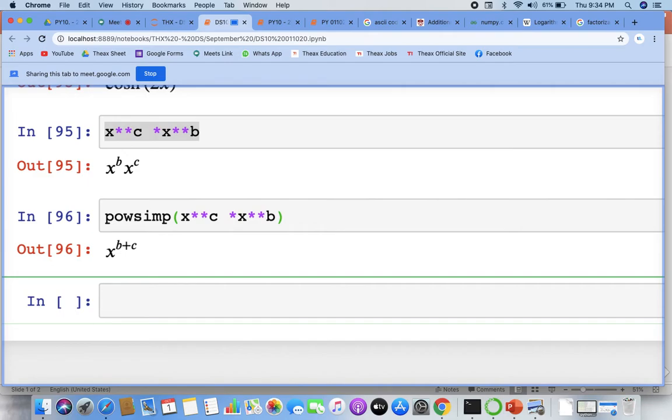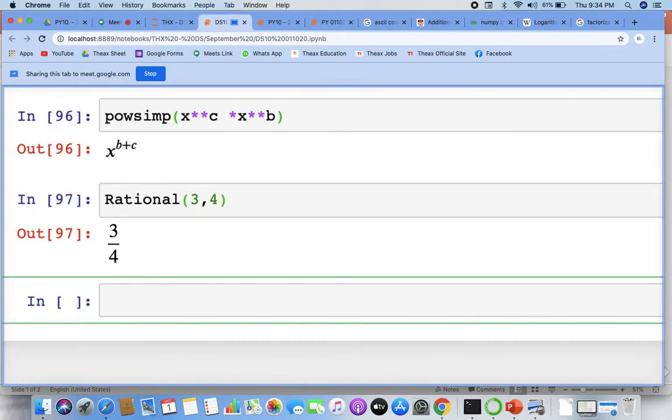Now rationals can also be written like Rational of 3 by 4, if you want 3 by 4. Students have doubts many times, but it can be easily done. So expansions are clear to you, I think, and the powers are also clear.